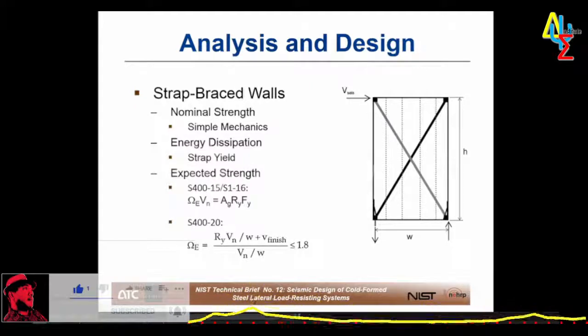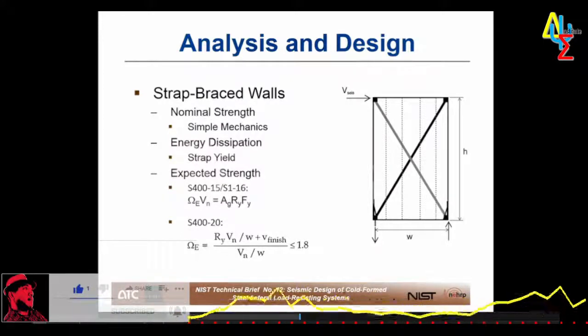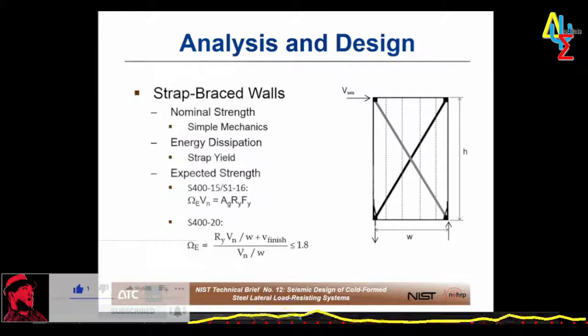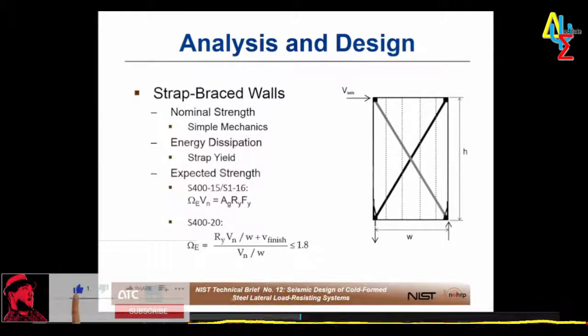Now in S420, the V-finish term that we introduced for shear walls is also included for strap brace walls, which results in higher values of expected strength. So the expected strength in S420 is the old expected strength plus a little bit for added finishes.